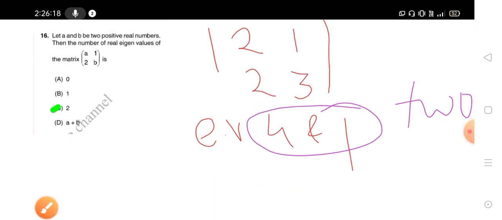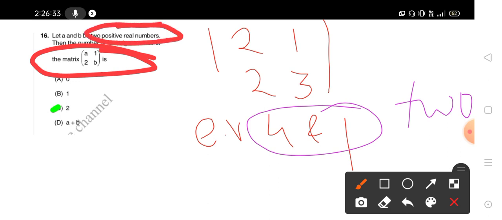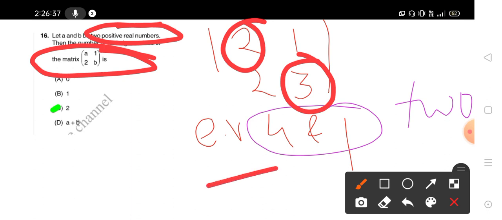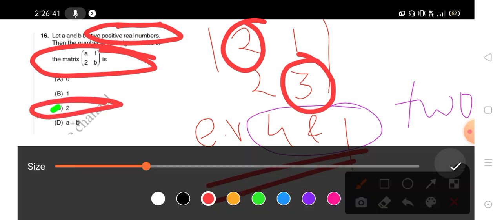Next question. Let A and B be two positive real numbers, then the number of real eigenvalues of the matrix. Find the eigenvalues of this matrix. Here A and B are positive real numbers. Put A equal to 2 and B equal to 3 and finally we get 2 eigenvalues. Therefore answer C is correct. Next question.